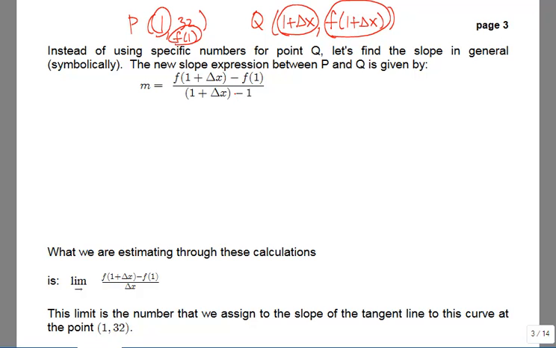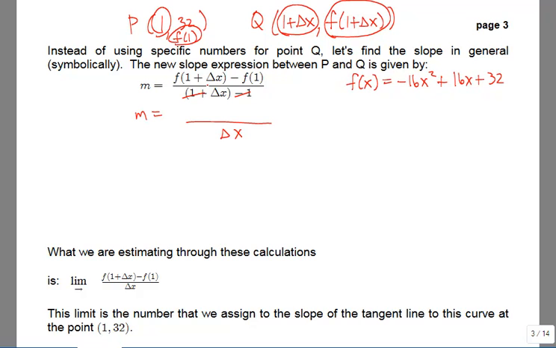So let's go ahead and use our actual function, which was -16x squared plus 16x plus 32, and let's calculate some of these things. Now in the denominator, we already noticed on the previous page that these 1's cancel out. So the denominator is just going to clean up into a delta x.